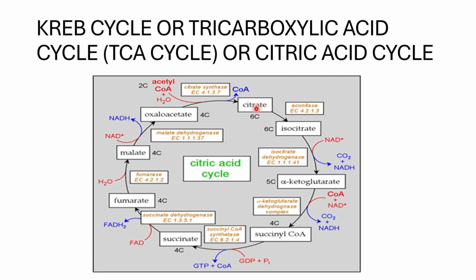This citrate will undergo isomerization to form a compound that we call isocitrate. Isocitrate is the isomer of citrate, that's why we call it isocitrate. And this is catalyzed by an enzyme called aconitase.